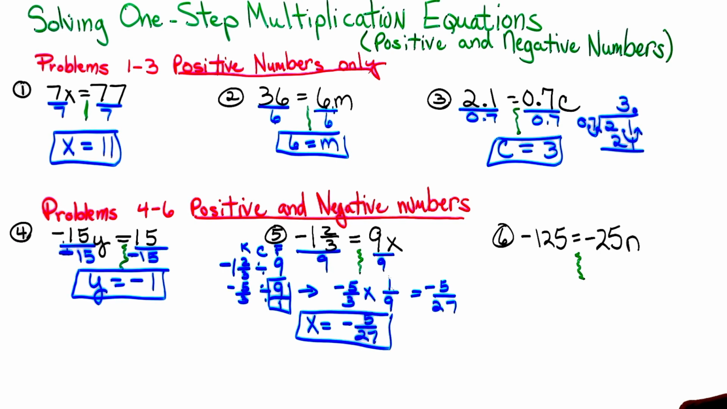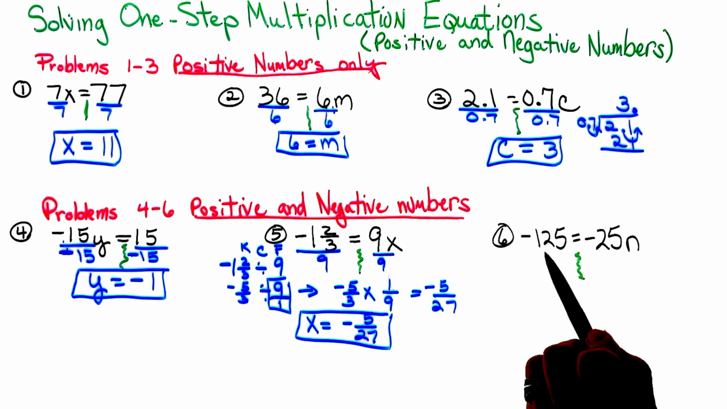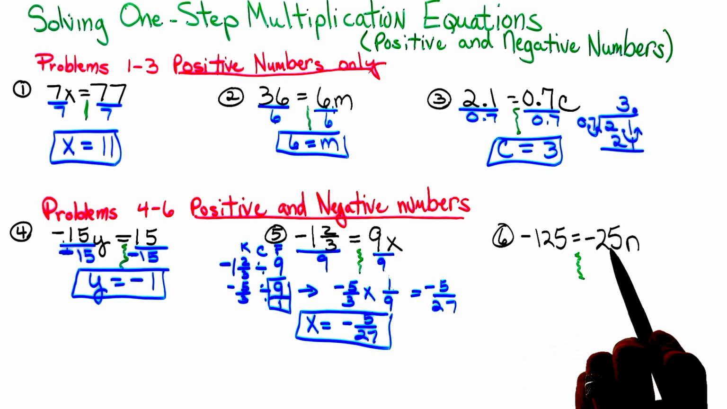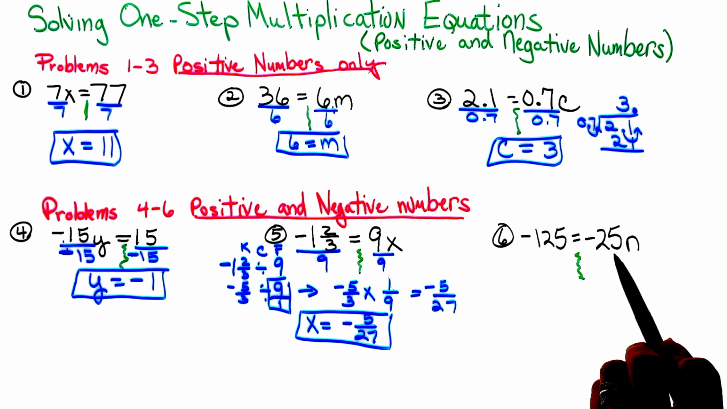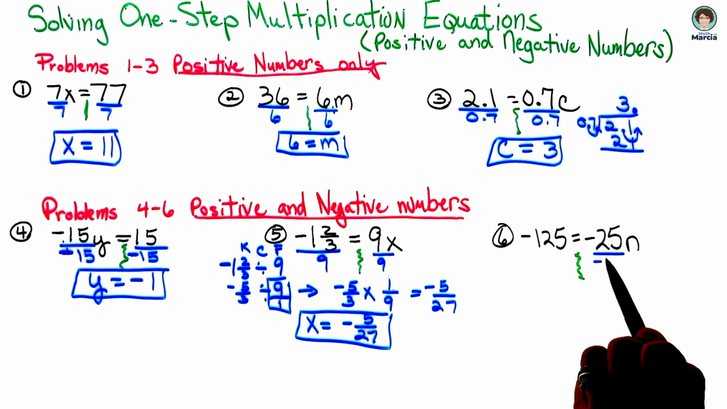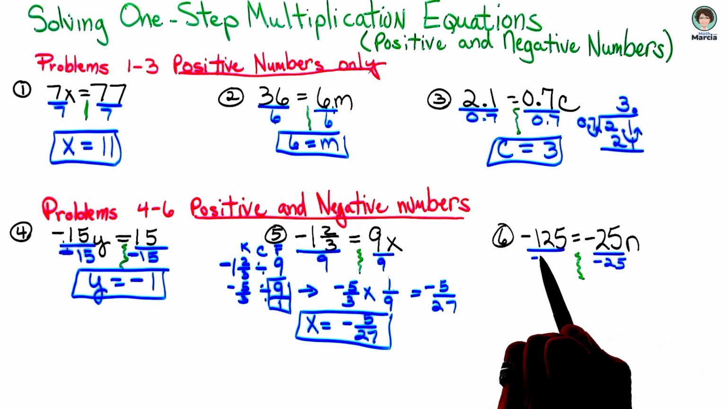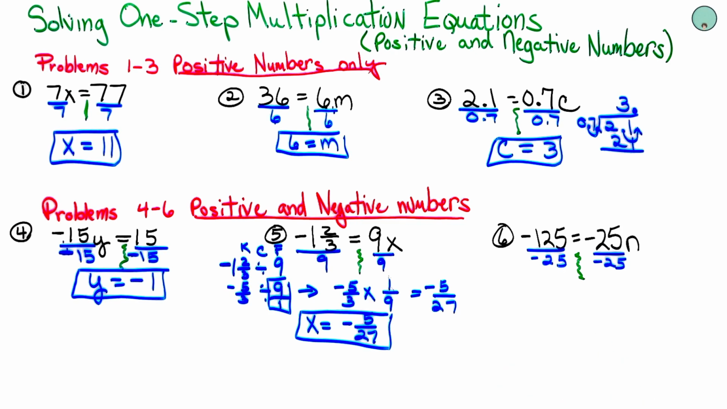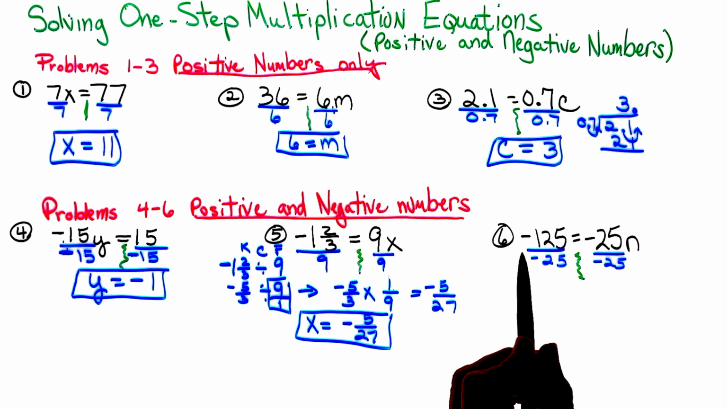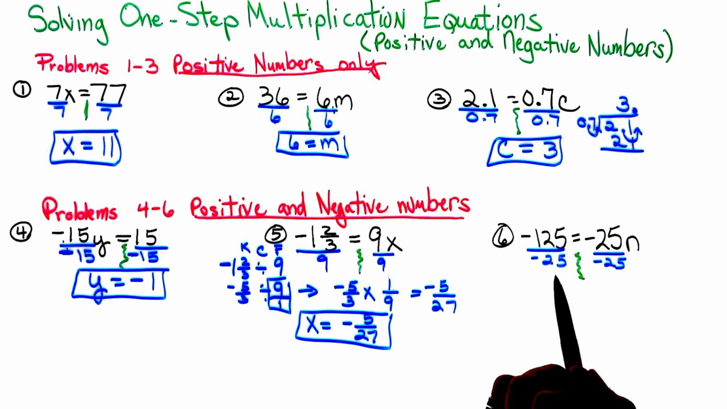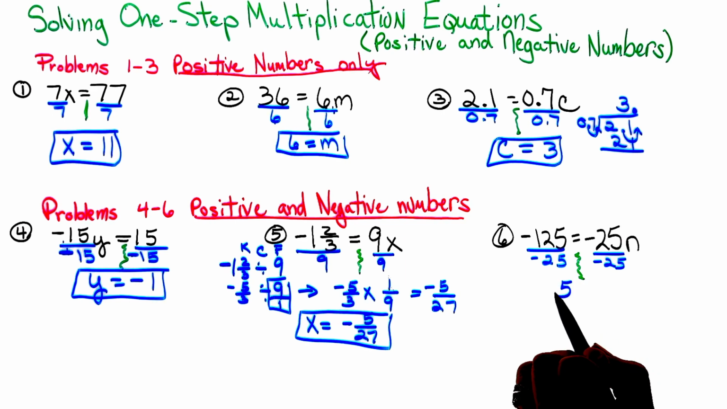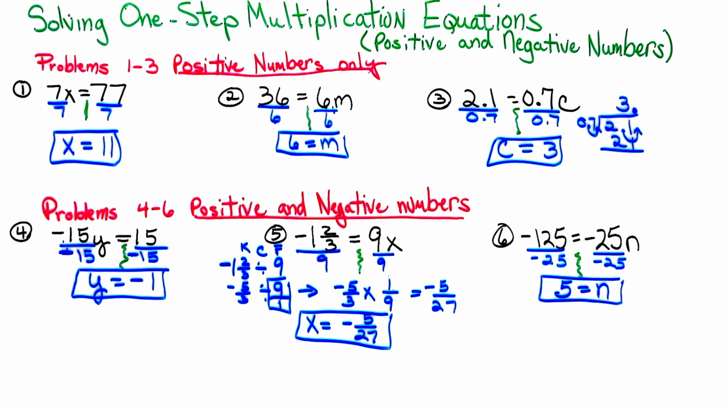Okay, well, for the next one, notice we have a negative 125 is equal to a negative 25n. Whatever's next to the variable, this is multiplication. The inverse is division. I'm dividing by negative 25. So now we've got to remember our integer rules. When we are dividing two negatives, that means our answer is going to be positive. So we get a 5 is equal to an n here. So our answer for n actually is a positive 5.